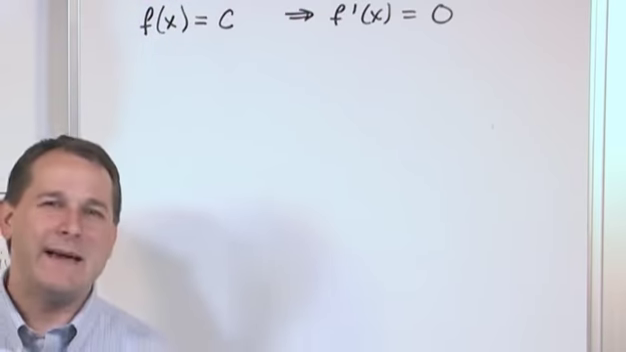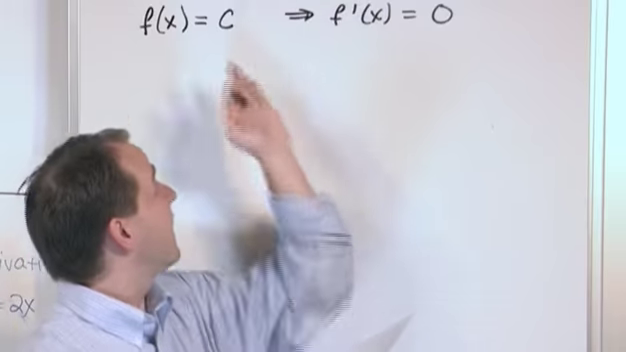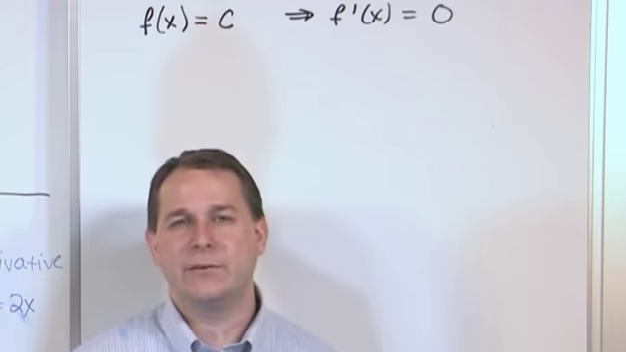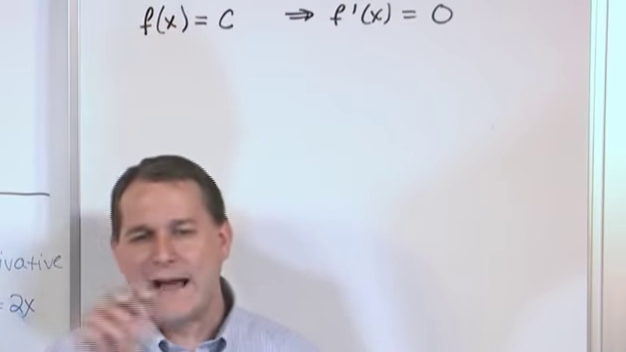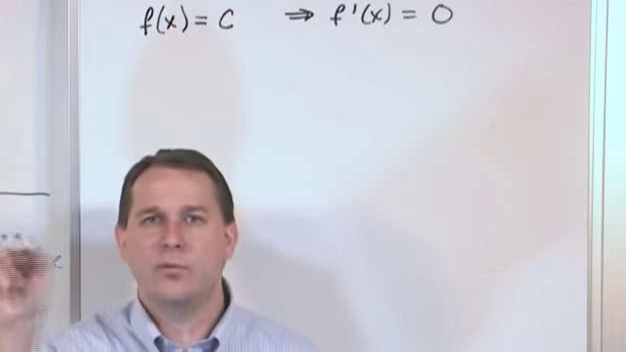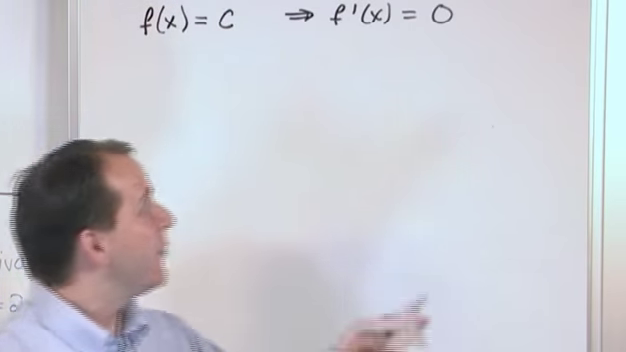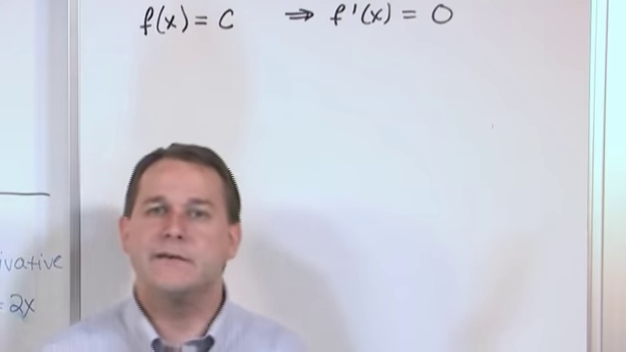And if you think about it, it makes sense, because how would you graph this function? f of x is equal to a constant. Well, you draw your little axes and you have a horizontal line. That's what that graph looks like at the value of whatever your constant is.